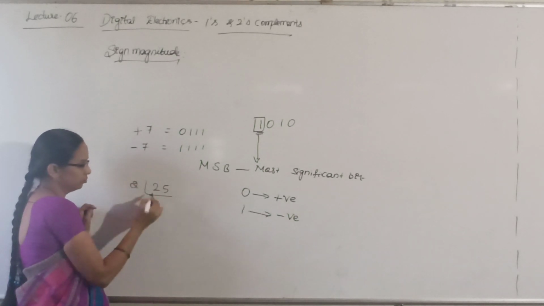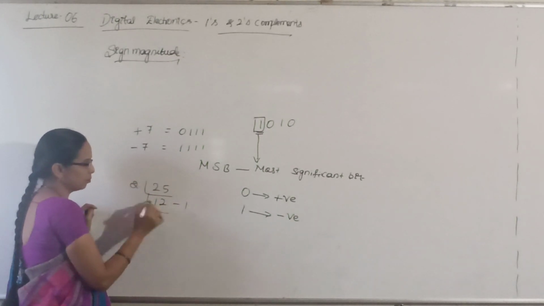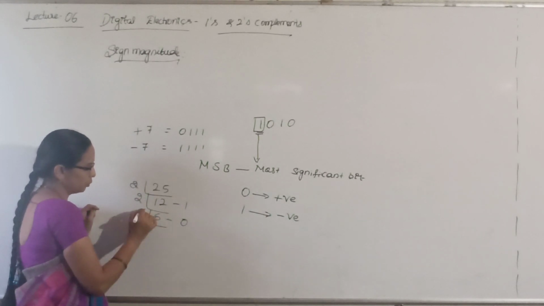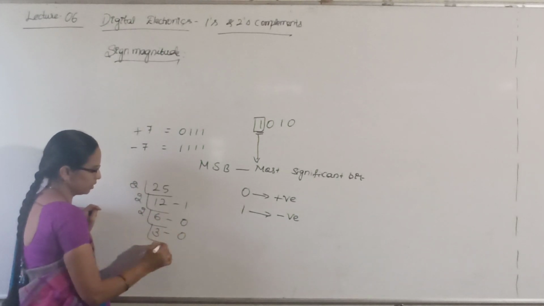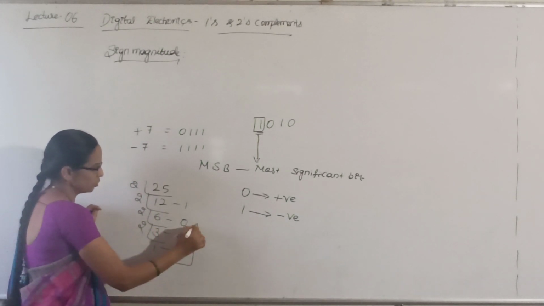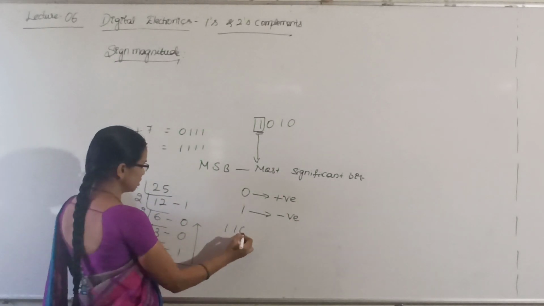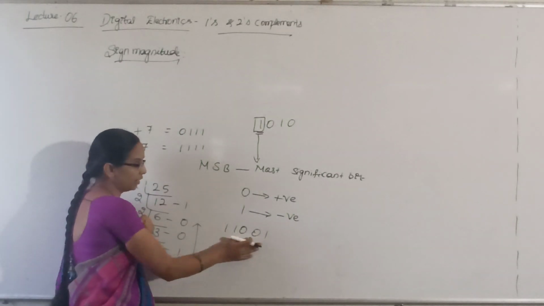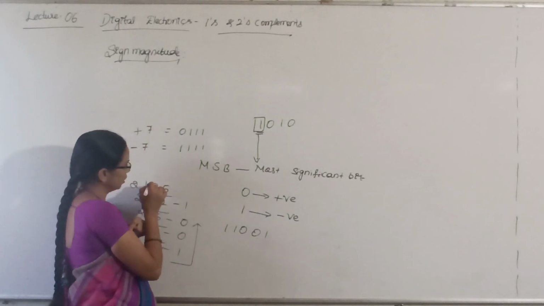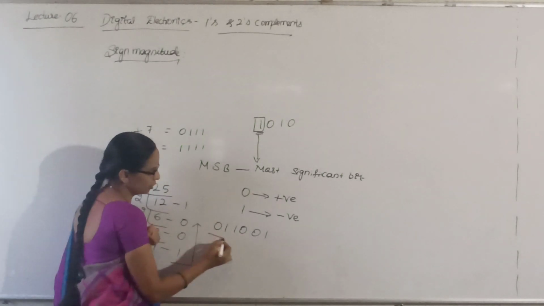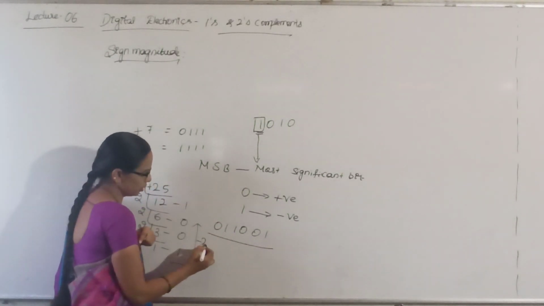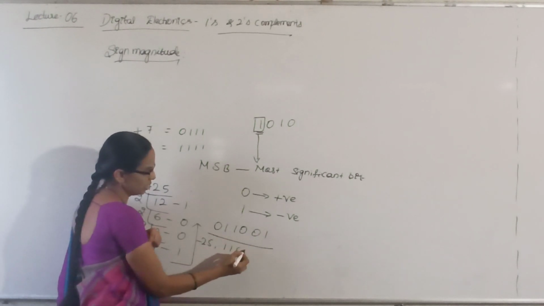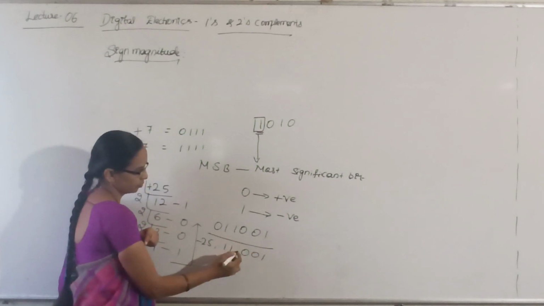Convert it to 12s, 1 is the remainder; to 6s, 0 is the remainder; to 3s, 0 is the remainder; to 1s, 1 is the remainder. So it is 1, 1, 0, 0, 1, which is 25, representing the magnitude of this number. If it is plus 25, I will put 0 here. If you want to represent minus 25, then it will be 1, 1, 1, 0, 0, 1.